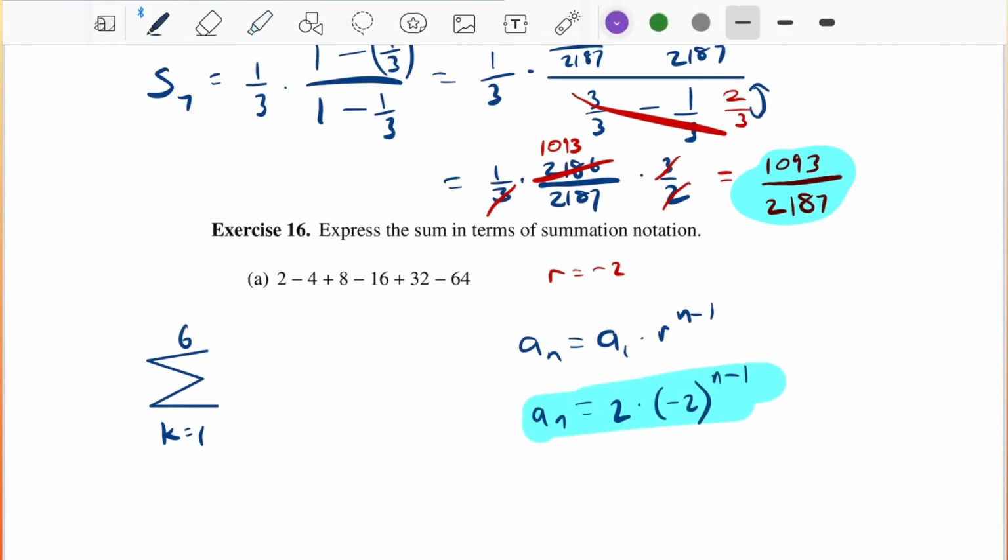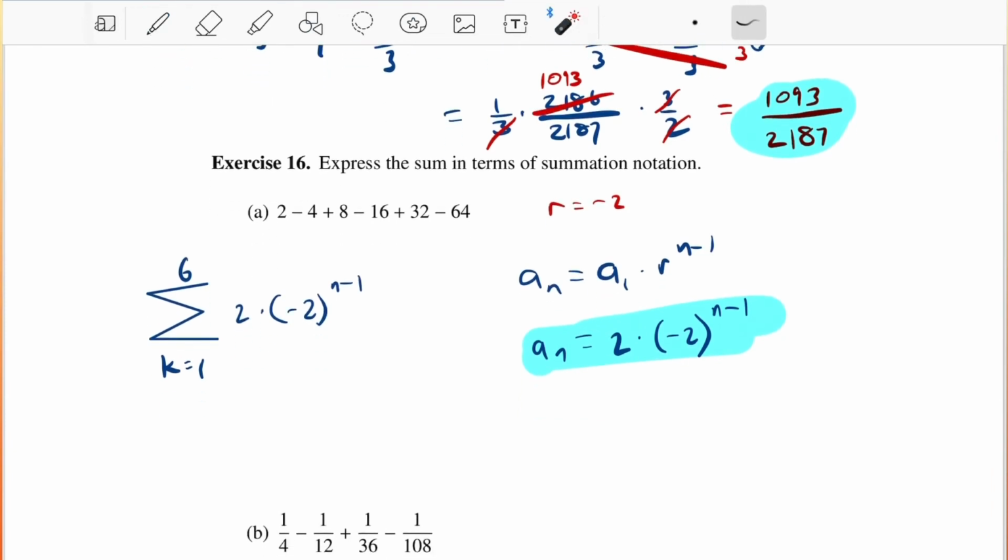If you want to test it, you can. If you substitute 1, you're going to get 0. -2 to the 0 is 1. 1 times 2 is 2. If you plug in 2, you get 1. -2 to the 1 is -2. -2 times 2 is -4. So you will see that it will give you the exact numbers that you see up there.